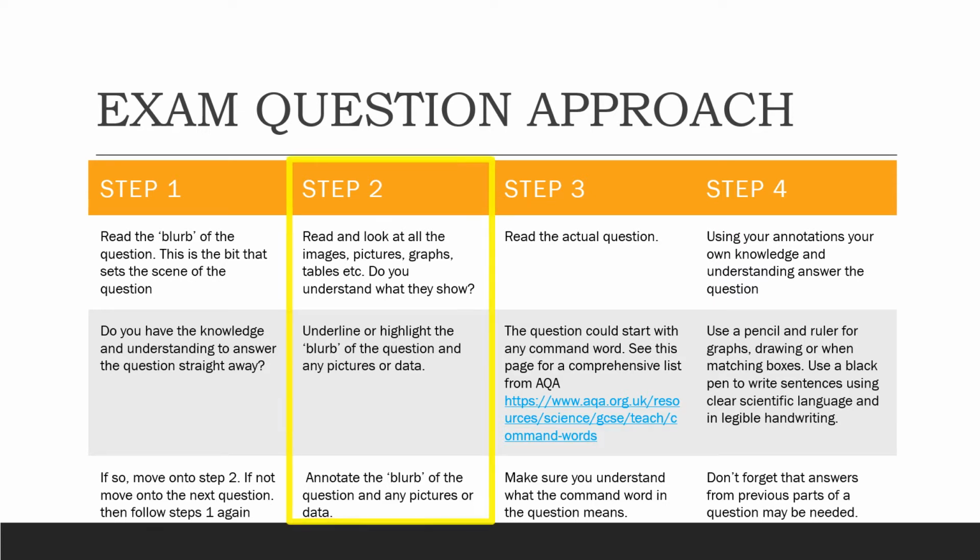Step 2, deep read the blurb, the data, and any other information such as diagrams associated with that question. Do you understand what that information is telling you? Have you noticed any patterns or anomalies or trends? Highlight or underline any information of note and annotate as appropriate any of the key information that you have noticed.